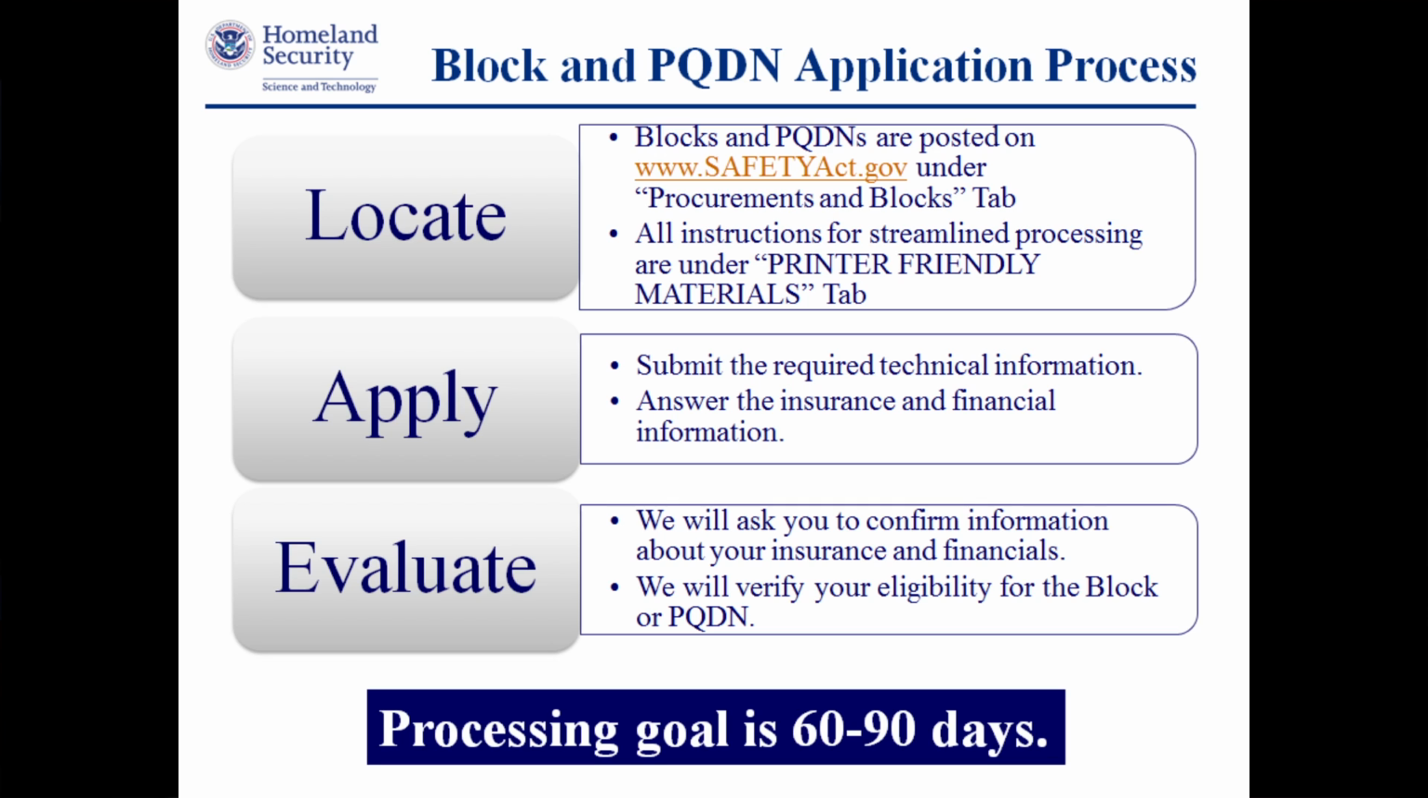So on our next slide, we're going to address what that process looks like from a top level. Well, it's really straightforward. So first, you should locate the lists of blocks and PQDNs on the Safety Act website to determine whether you are manufacturing or otherwise providing a technology that is eligible for a block or PQDN. As you will see on the next slide, these lists are easy to access and contain specific instructions for filing an application against a block or PQDN. Second, you should carefully read the instructions for the block and PQDN that are posted on safetyact.gov.